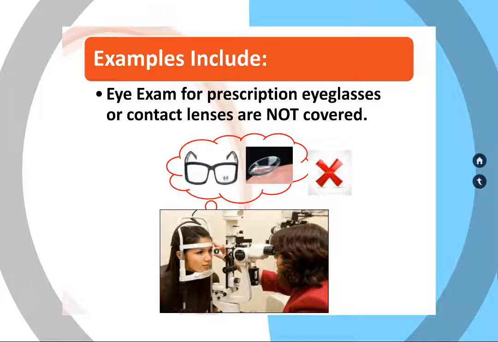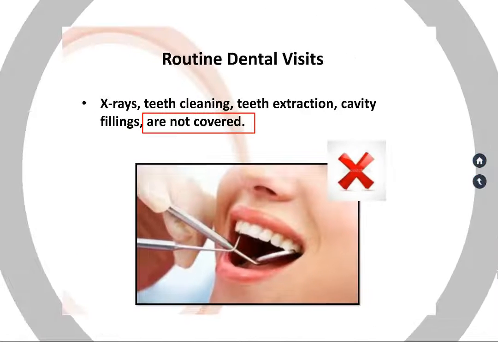The first one is about eye exams. If you get a routine exam of your eyes to check your vision or need eyeglasses or contact lenses, that eye exam is not covered, nor are the eyeglasses or contact lenses. However, if you get an infection in your eye or if you have an injury to your eye, the plan in most cases will cover the cost of the eye exam.